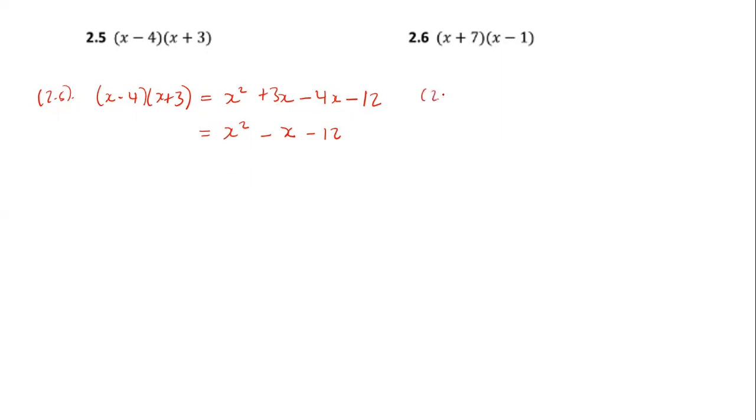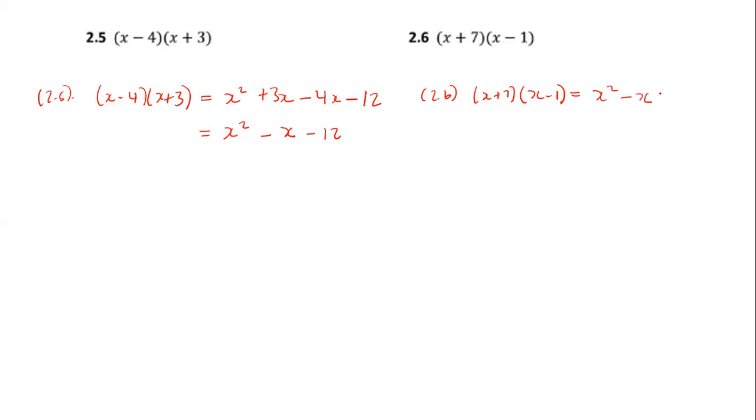Now we move to 2.6. Now 2.6 says to us we have (x + 7)(x - 1). And therefore we need to multiply this once more again. We're going to have to distribute x multiplied by x. It will be x squared. And then x multiplied by -1 will be negative x.